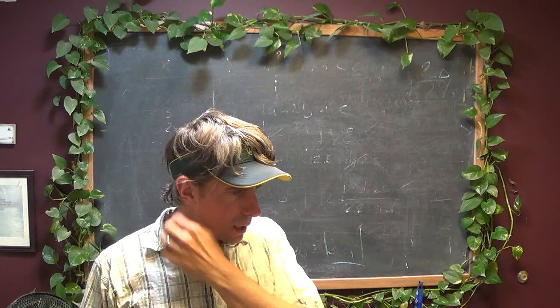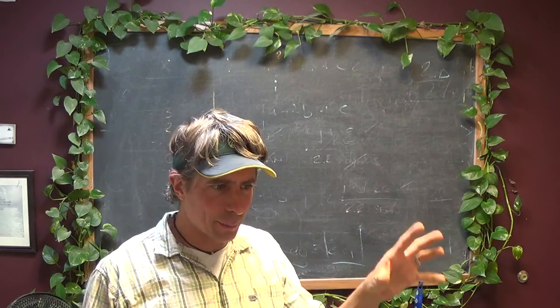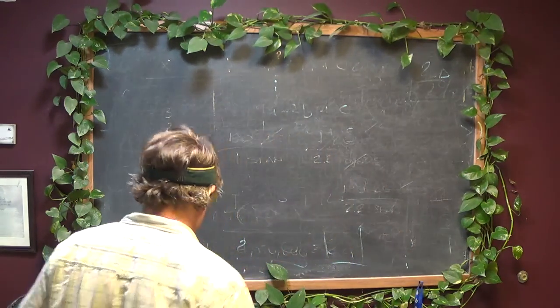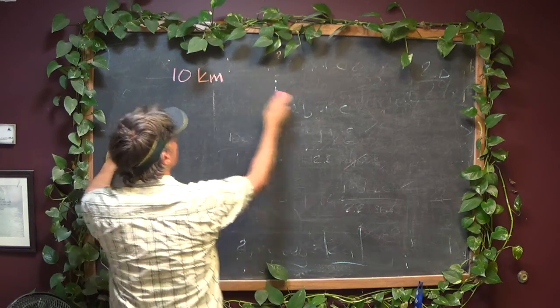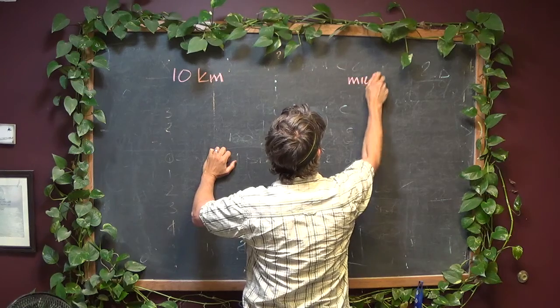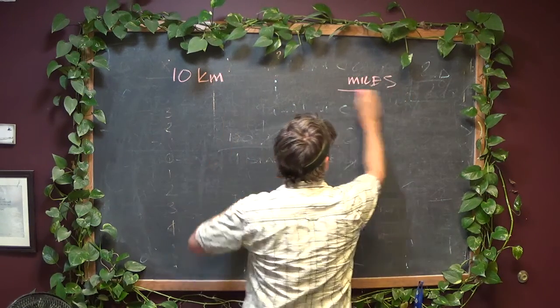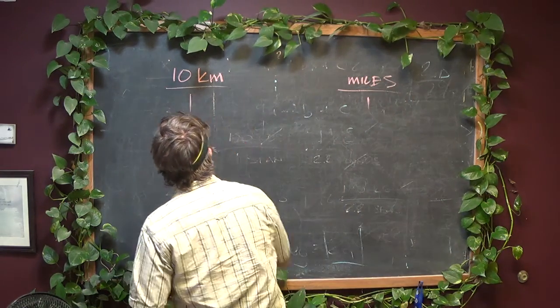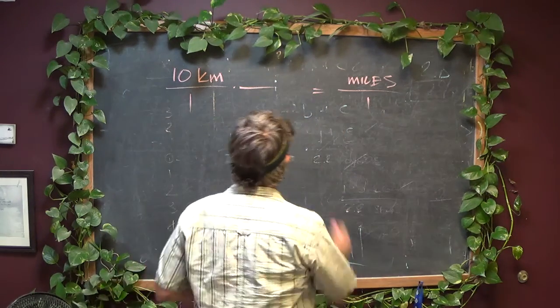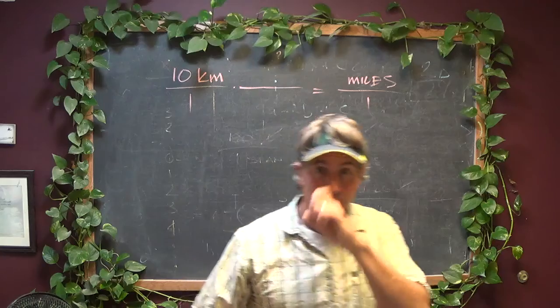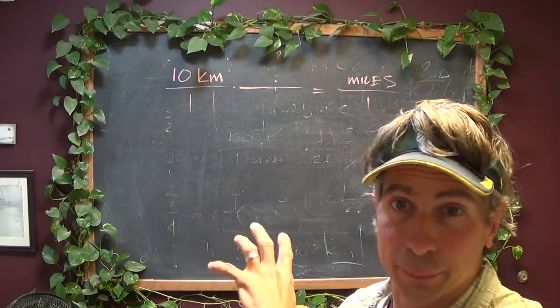The first thing was converting 10 kilometers into miles. Okay, so we're going to start with that. So 10 kilometers, and we want to have miles come out over here. Now remember, miles is over 1, 10 kilometers is over 1. So what we're going to have to do is, as we've been talking about, get some kind of a conversion fraction to knock out kilometers and end up with miles.